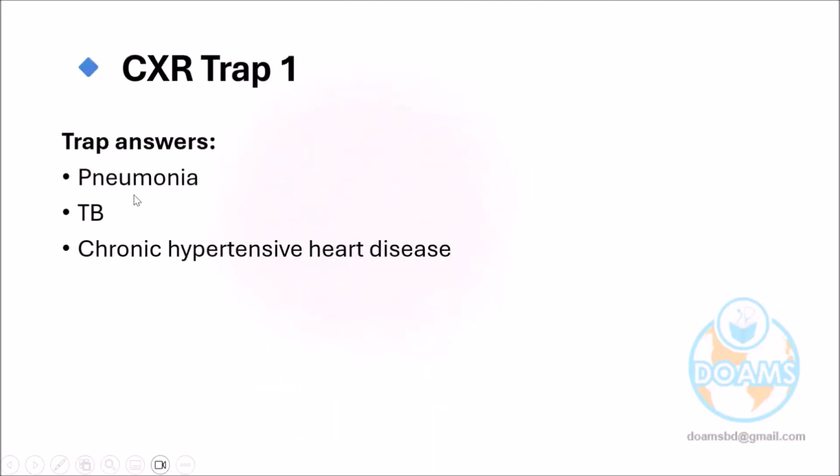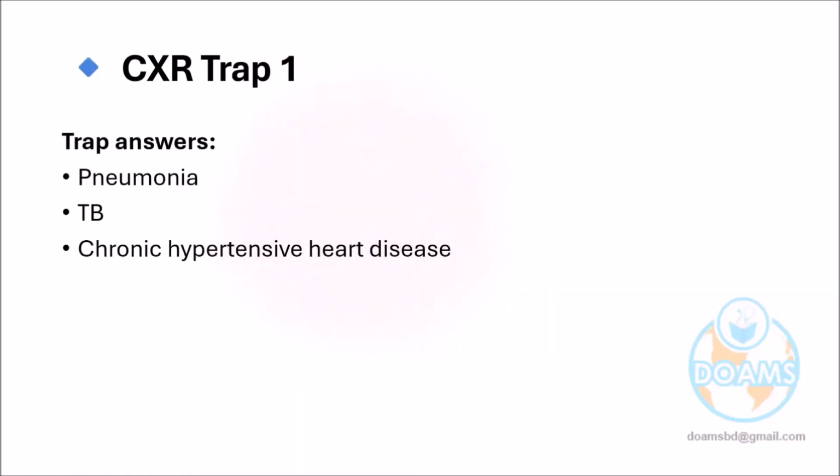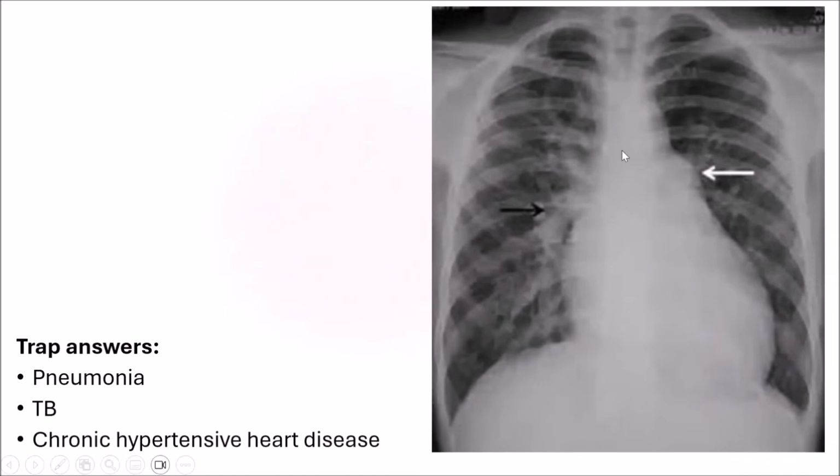The trap is: is it pneumonia, tuberculosis, or hypertensive heart disease? That was the trap there. I am showing you again. Now think. This marked area can confuse you. It will be your trap. So will you tell this is pneumonia or TB? Hilar lymphadenopathy, so it could be TB.